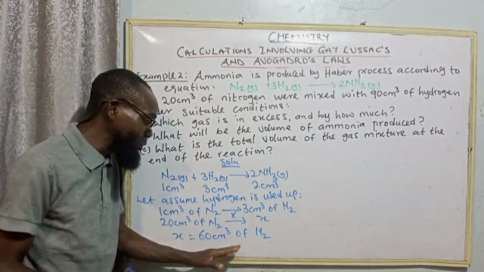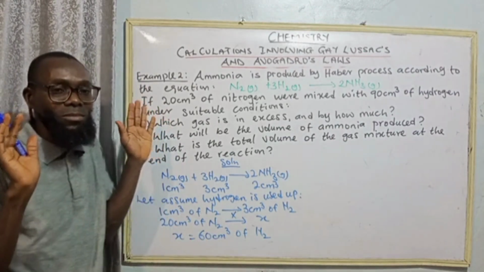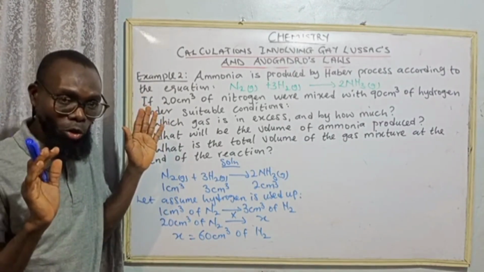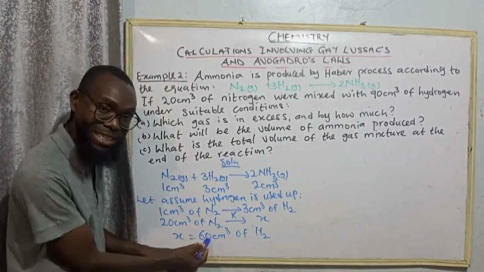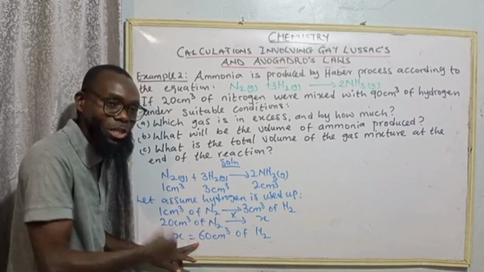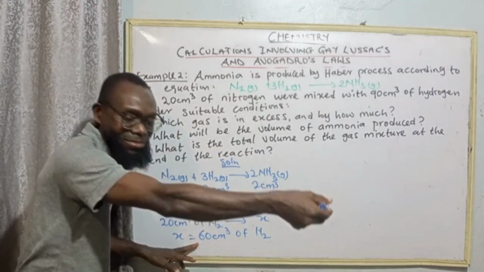So which means that hydrogen is not used up. Hydrogen is not used up. Instead, the remaining part of hydrogen is 30. The remaining 30 cm cube is called the excess reagent.